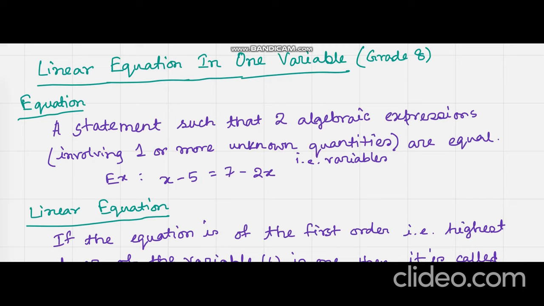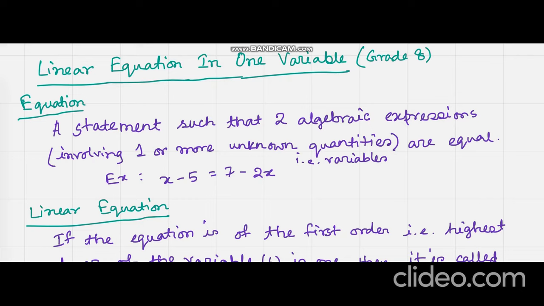An algebraic expression can have one or more unknown quantities, which we normally call a variable, since we don't know its value. So if both these expressions are equal, then we call it an equation.